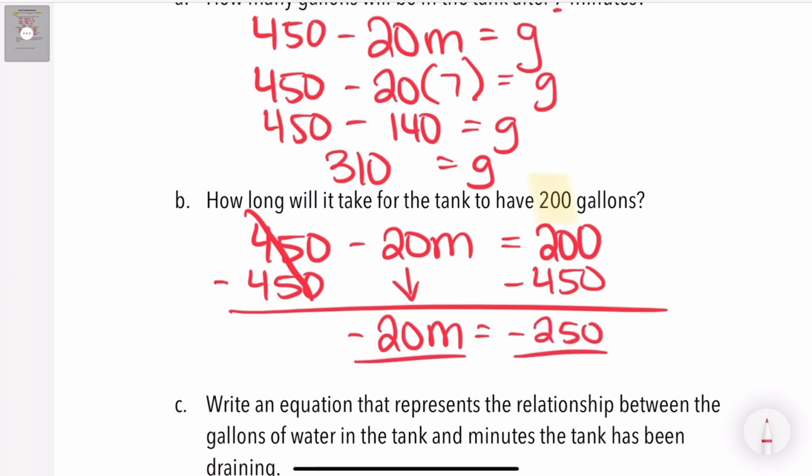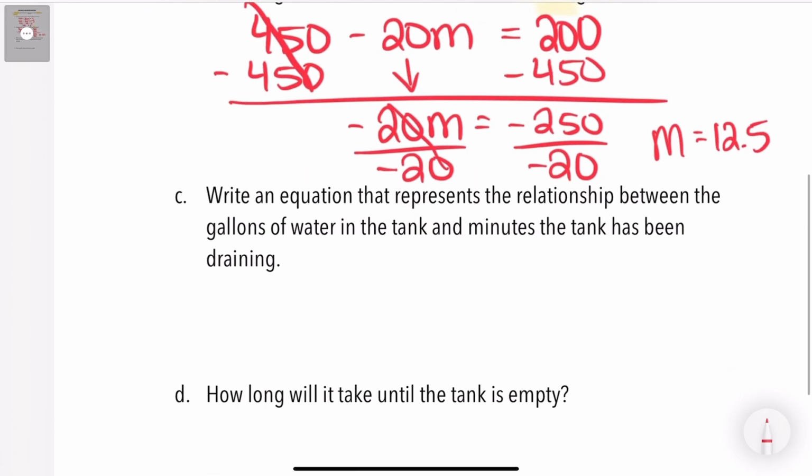We're going to divide both sides by negative 20 so that we can get M by itself. And when you do this, when you divide a negative by a negative, it turns into a positive. You can double check this in your calculator. So negative 250 divided by negative 20 is going to leave us with M equaling 12.5 minutes, or 12 and a half minutes. And don't forget these negative 20s are going to cross out, so all you're left with is that M.